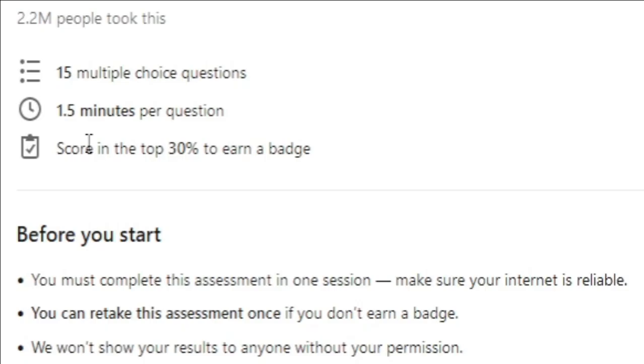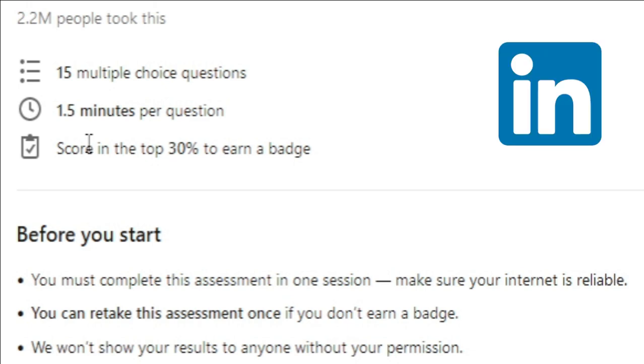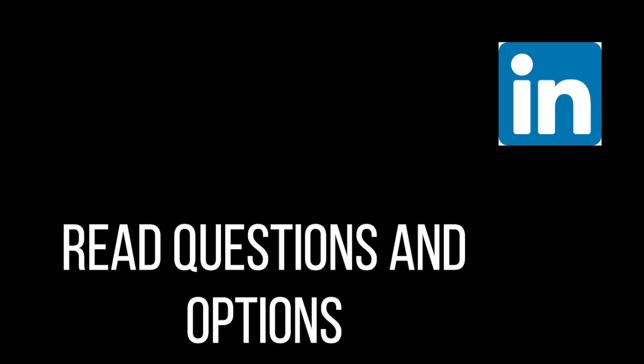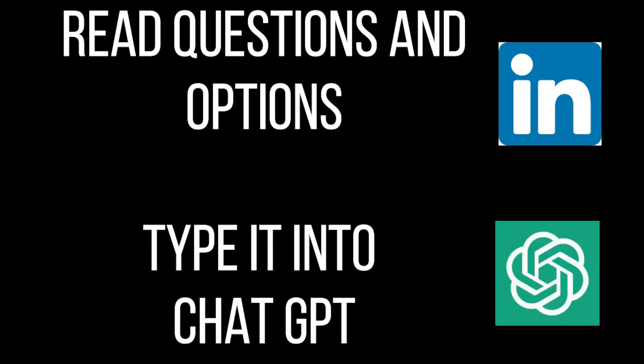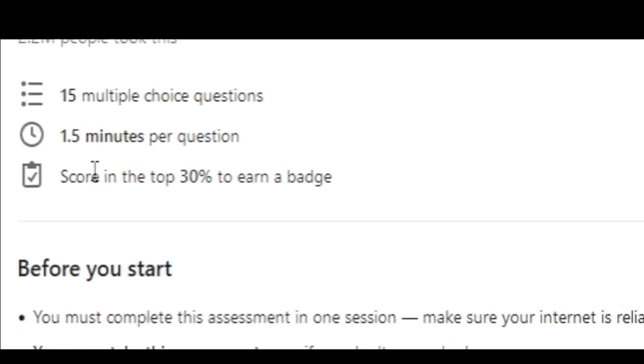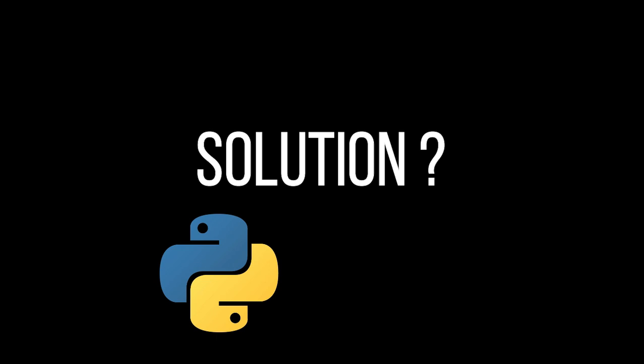3. A computer with a code editor and Python. But there is one problem. Copy or select is blocked on the LinkedIn skill assessment page. So we have to read questions and options and then type them into ChatGPT, which is boring and slow. Don't forget that 90-second time limit. So what's the solution? We will use Python to scrape the questions and options and paste them into ChatGPT.